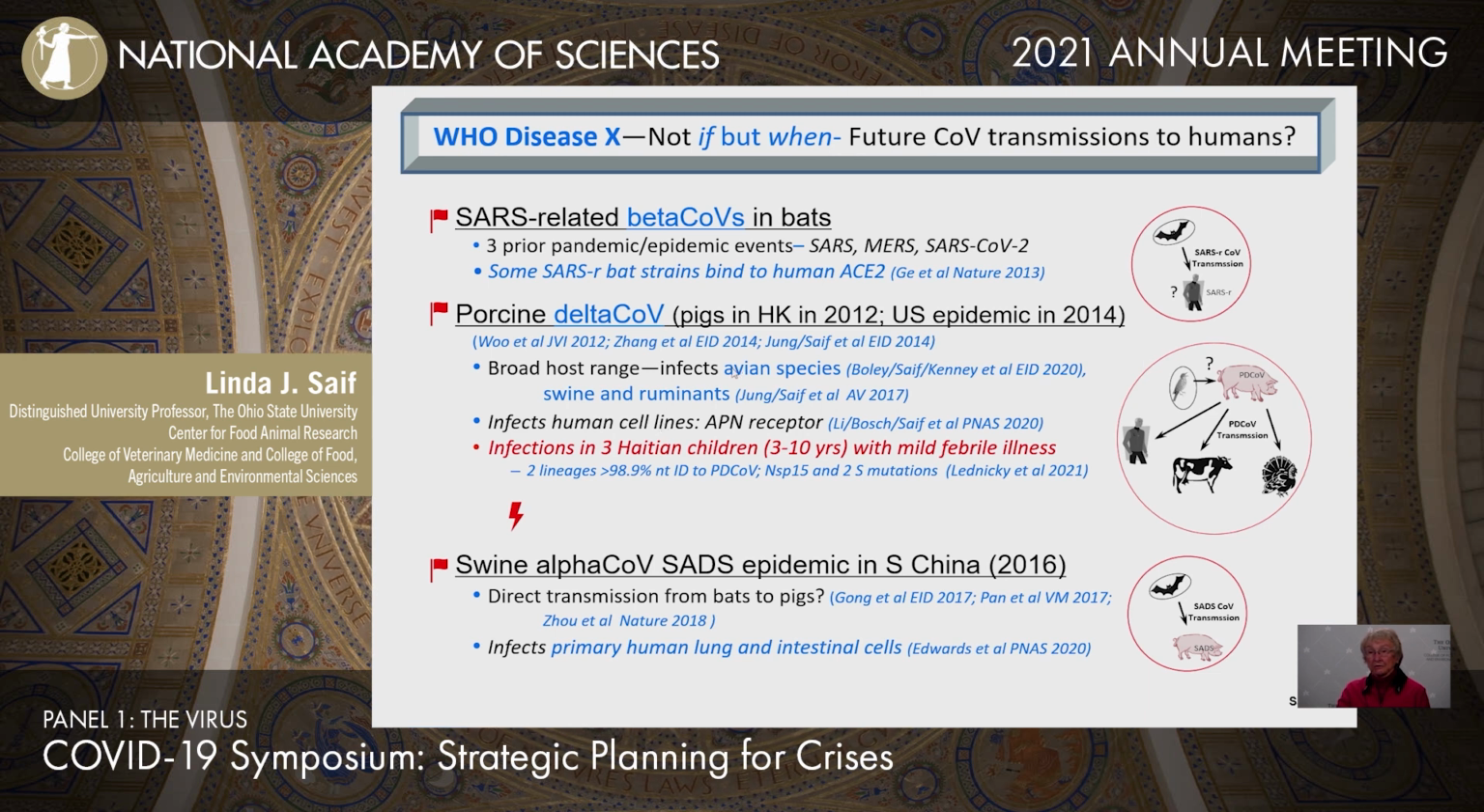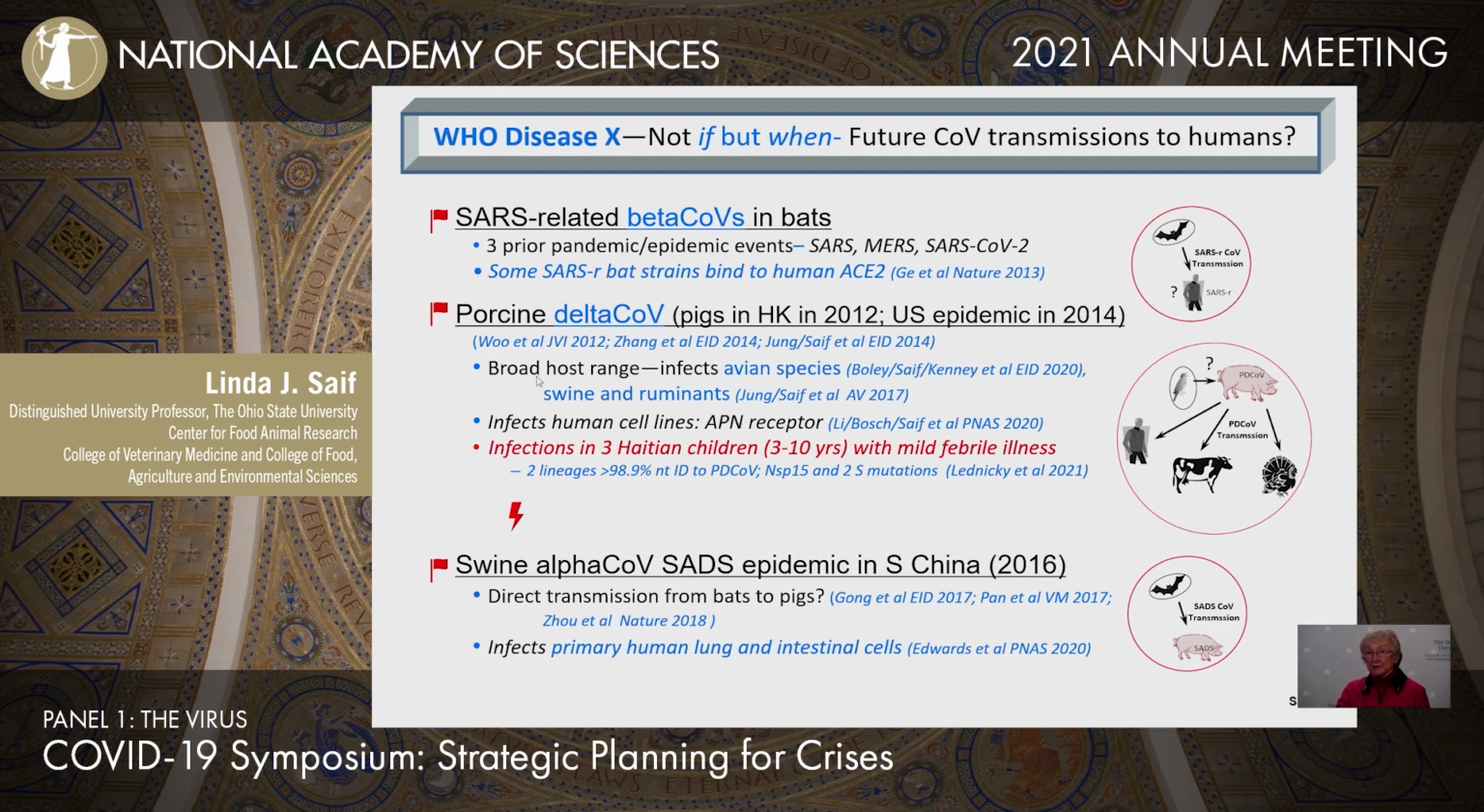The next virus, the porcine delta coronaviruses, were discovered in pigs in Hong Kong in 2012. However, they caused a major epidemic in US swine in 2014 and caused vomiting, diarrhea, and death in baby pigs.